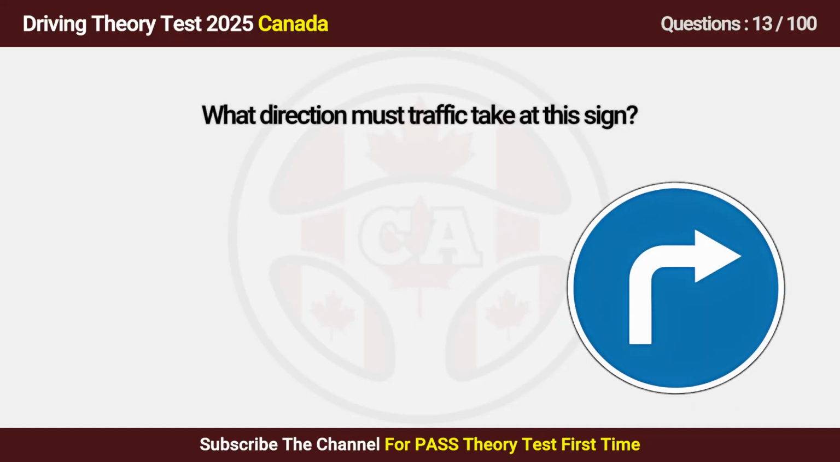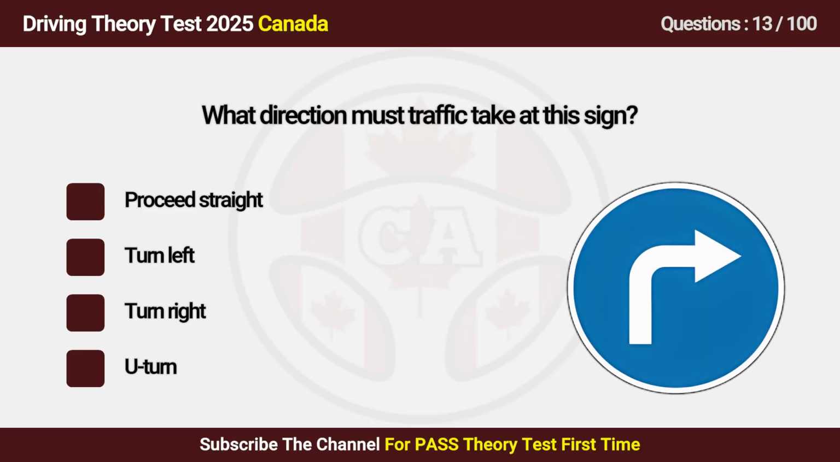Question 13. What direction must traffic take at this sign? A. Proceed straight. B. Turn left. C. Turn right. D. U-turn.